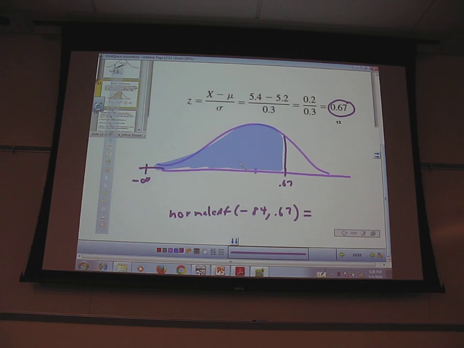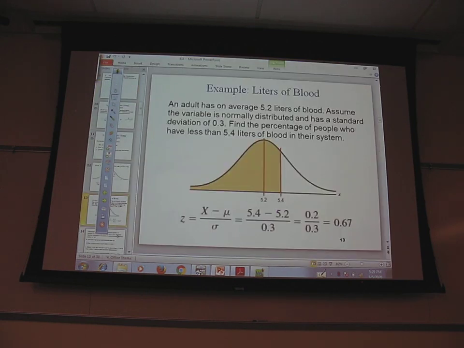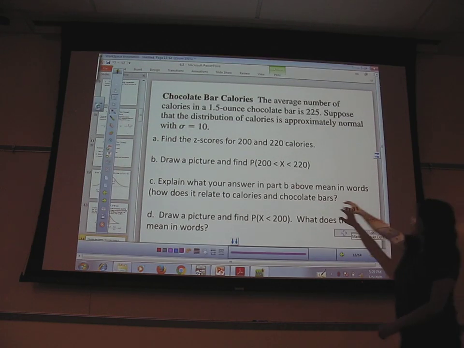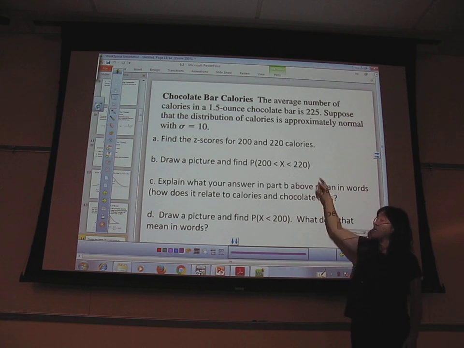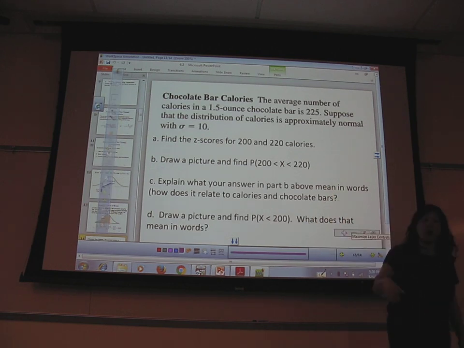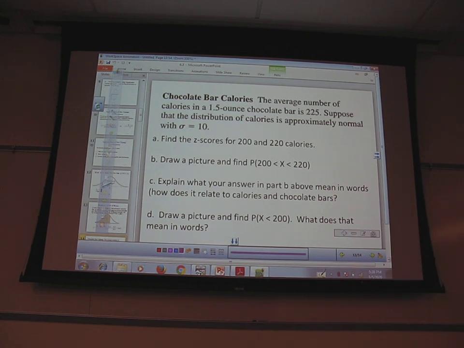All right, you had one very similar to this, the chocolate chip cookie problem, number 4 in your quiz. Do you guys need another 5 minutes to finish that up? Please note that this part here means, what does this mean in words? Use the words calorie and chocolate bars. Those better be in that explanation somewhere. Okay, take 5 minutes and work.